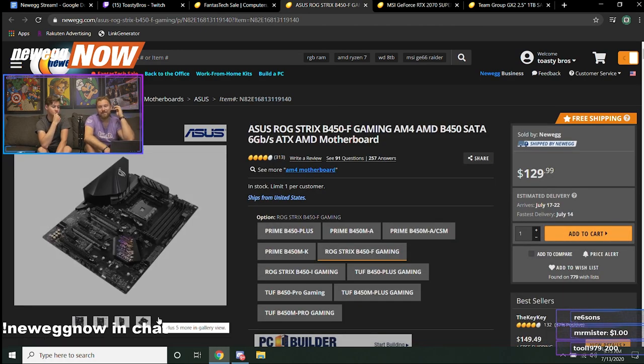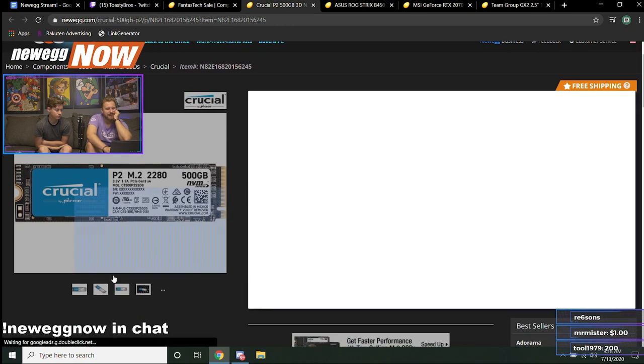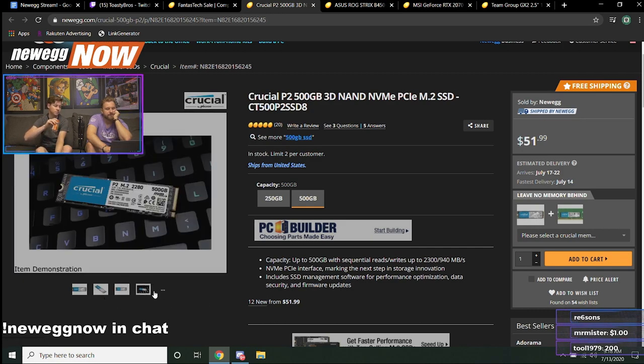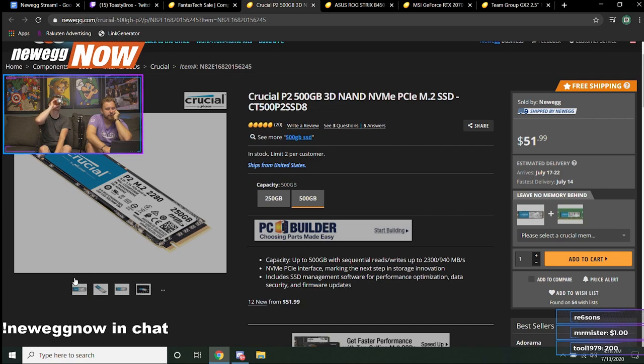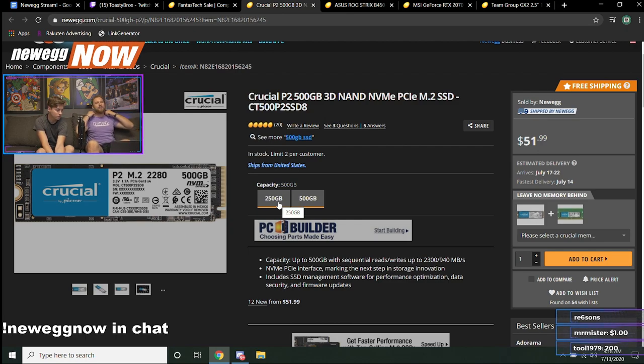P2, 500 gigabyte for $51. That's a good deal. They're normally between, I would say, like 62 and 65. So that's a good deal right there. If you're looking to do a build, we've used so many of these Crucial P1 drives or the P2. What's the difference of the P1 and the P2? I thought it was something to do with the cache. It's slightly more performance. Remember, we talked about it.